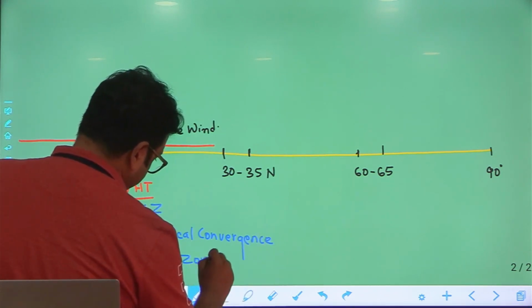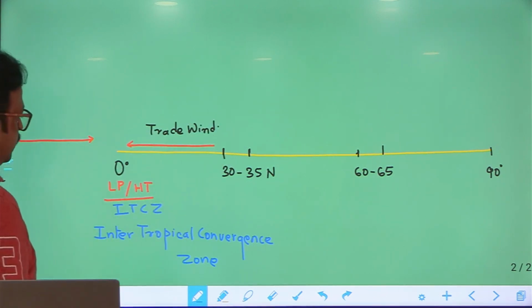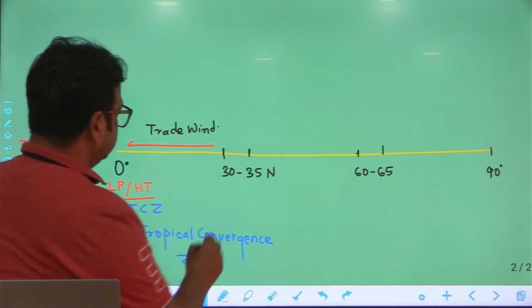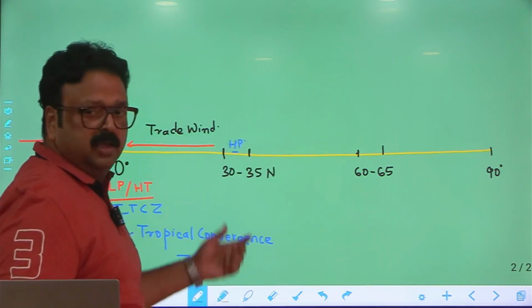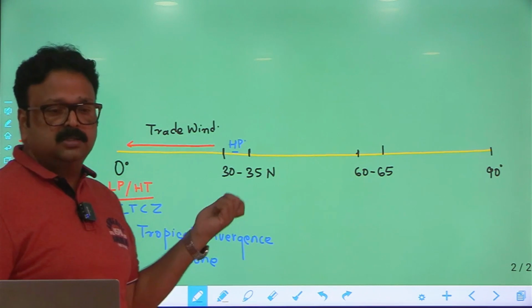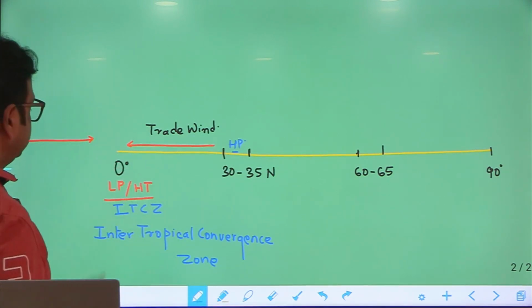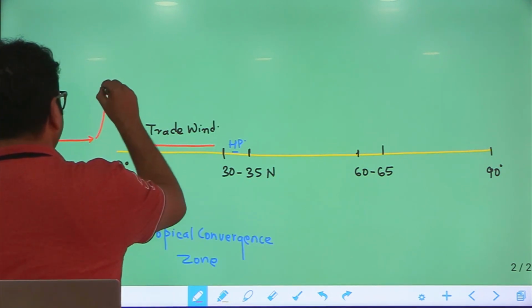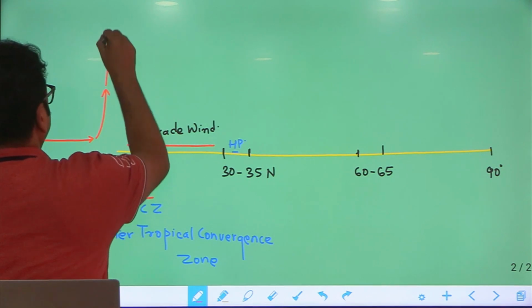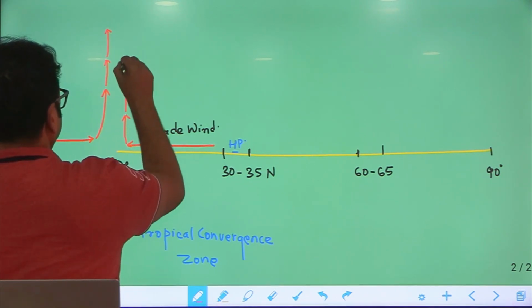Intertropical convergence zone. When these two air masses converge over here because of low pressure, these are the areas of high pressure. I will tell you why it is high pressure, dynamic in origin, and our aim is to find out why it is dynamic in origin. So when these two trade winds converge at the ITCZ, there is only one way, and that is they start going up, reaching a considerable height.